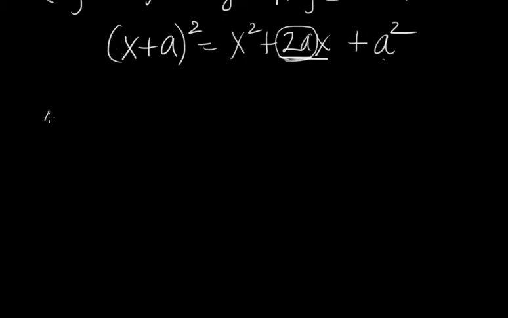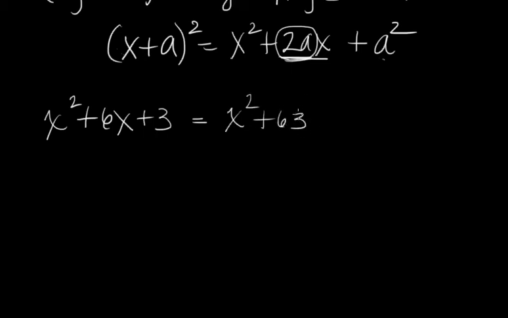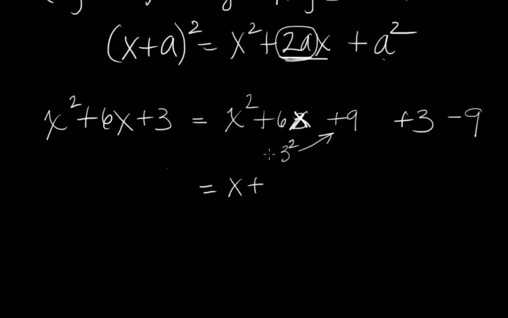So if we want to complete the square on x squared plus 6x plus 3, let's say, the first thing you do is just move over the 3. Now you take half of the 6. Half of 6 is 3, and you square it and add it, plus 9, and of course, minus 9. We really don't want to change the quantity. So what we have now is x plus 3, the quantity squared, minus 6. That's completing the square.